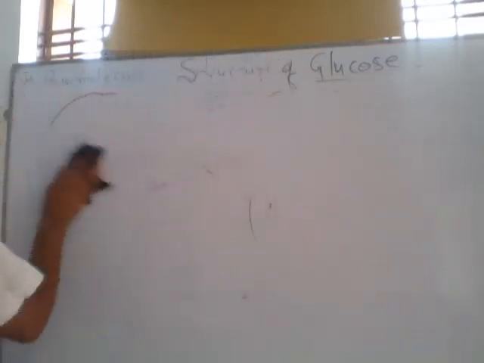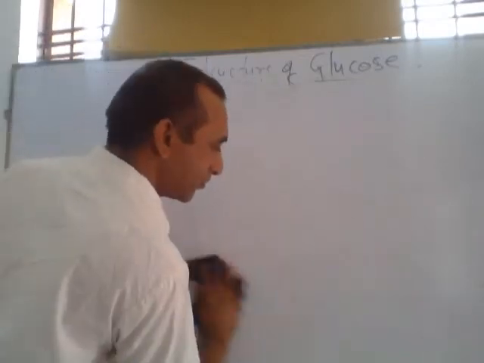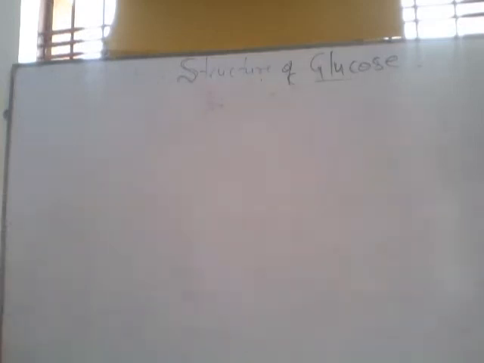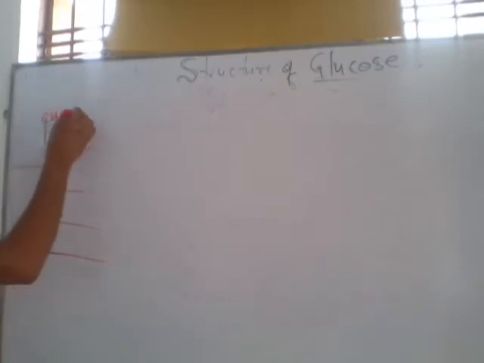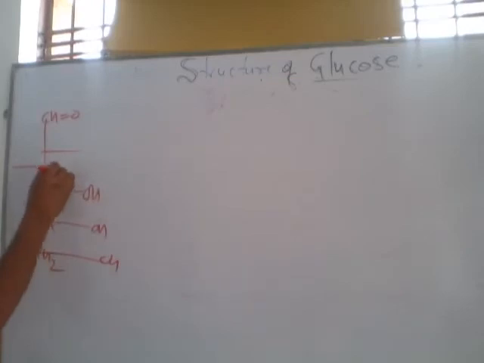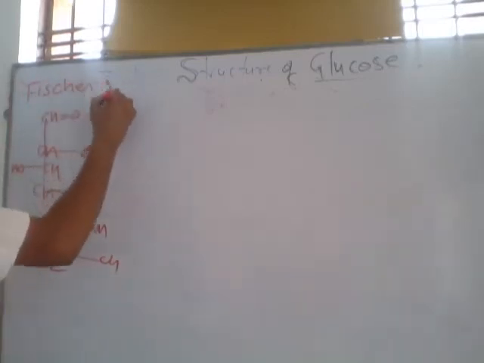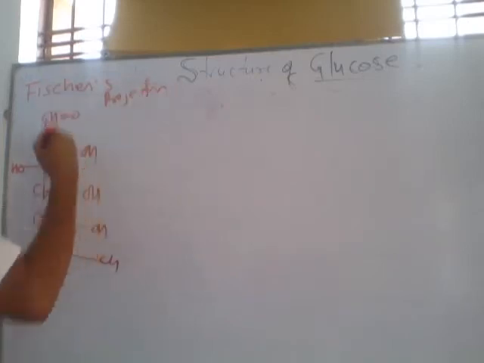Structure of glucose. Again, speedily you draw the structure of glucose. How can we draw? Simple. A straight line 1, 2, 3, 4, 5 and on top there is an aldehyde group. Meaning simple. CH2OH, CHOH, CHOH, CHOH, CHOH. This is called Fischer's projection. Fischer projection for glucose.